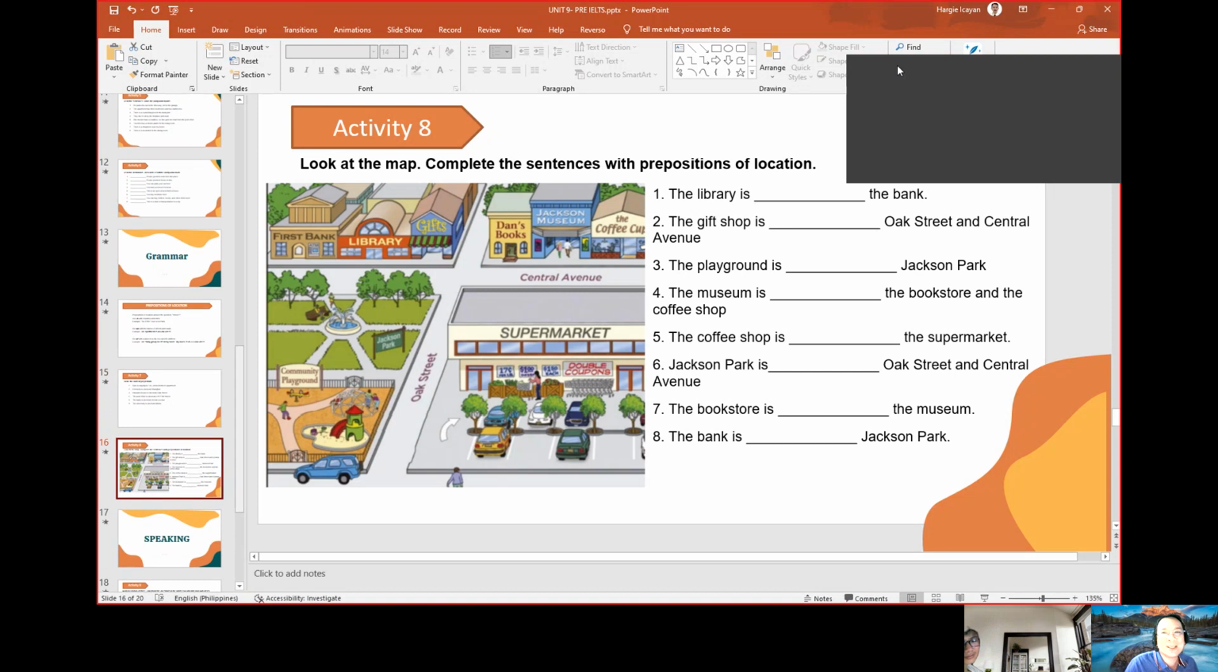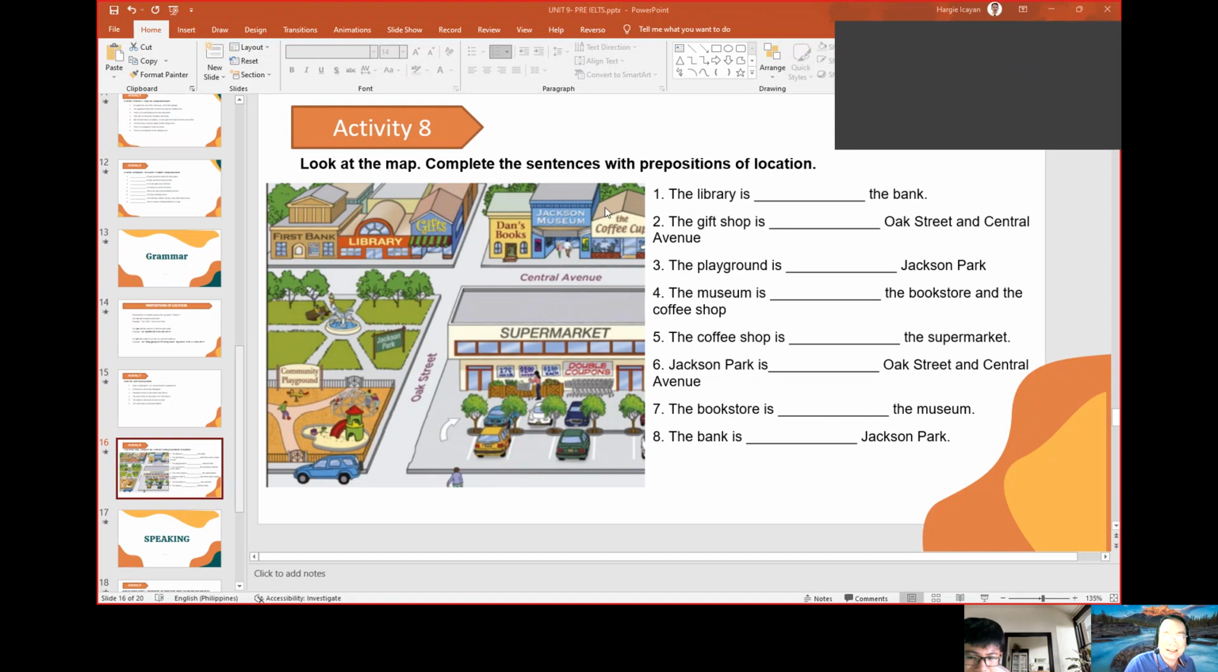Okay, let's try to do this next activity, in order for you to be more confident in using the prepositions. Number one. What do you think would be the correct preposition of location? The library is next to the bank. Next to. What prepositions of location? So again, we have to use in, at, or on.